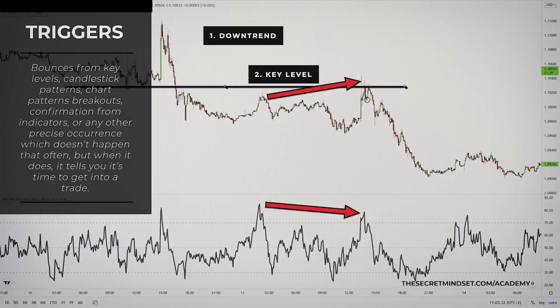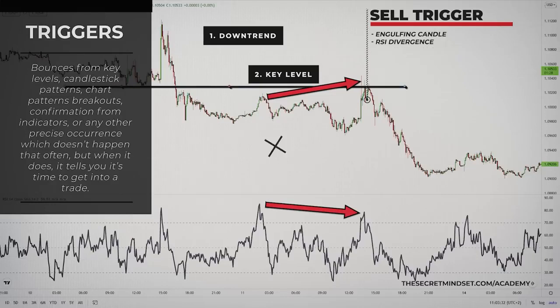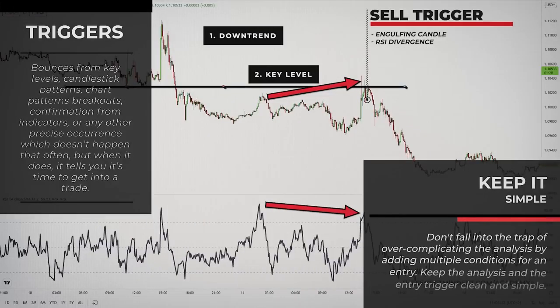In this case, we have an engulfing candle and a divergence from one indicator. And don't fall into the trap of overcomplicating the analysis by adding multiple conditions for an entry. Keep the analysis and the entry trigger clean and simple.